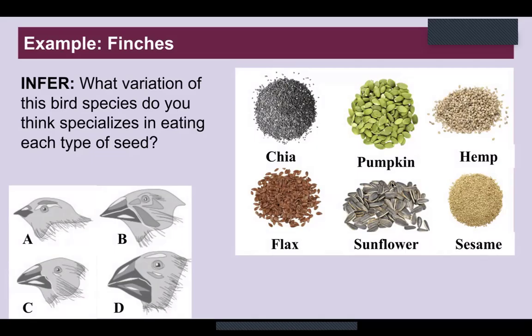If you look on the left-hand side, you see some variation within a population of birds. Okay, this is all one population, and there's variation, just like we have variation in the colors of our skin, our feet, length, or something like that. There's variation in the way these birds look. So what bird, A, B, C, or D, do you think might be able to easily eat each of these types of seeds? So we have chia seeds, pumpkin seeds, hemp seeds, flax seeds, sunflower seeds, and sesame seeds.